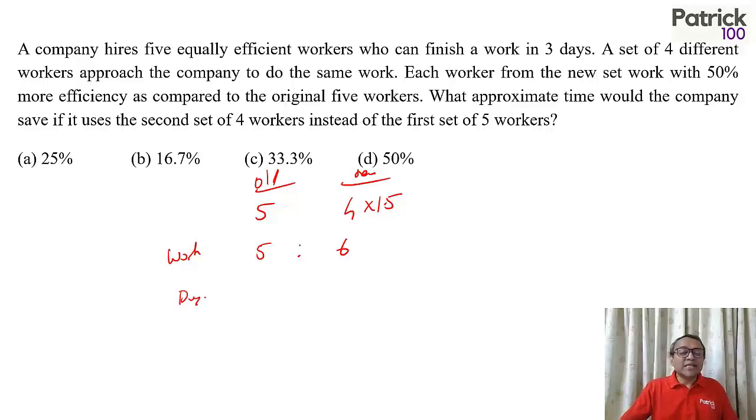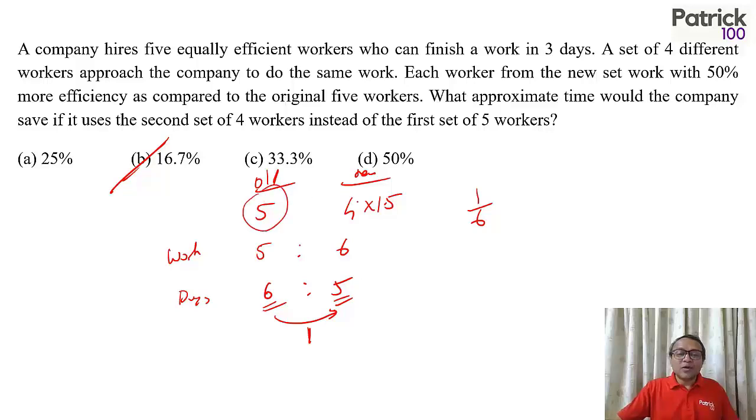The number of days taken is inversely proportional to work. The more work you do, the fewer days you take. So days taken is 6:5. Ratio is a very good method to solve in terms of time, speed, distance, work and all that. It becomes much faster. So if the old days was 6, the new days is 5, the reduction in number of days is 1 out of 6. 1 out of 6 is 16.7%, and you get the answer.